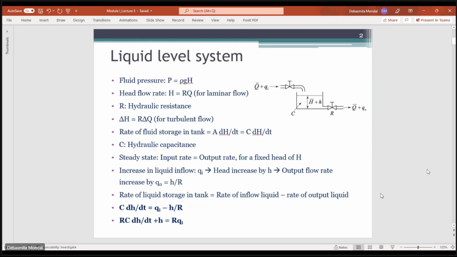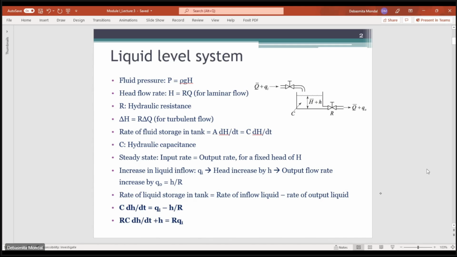So in continuation to our previous class, today we'll talk about a liquid level system. So this is basically a liquid level system, where you have a tank and there is an inflow of liquid and there is an outflow of the liquid.